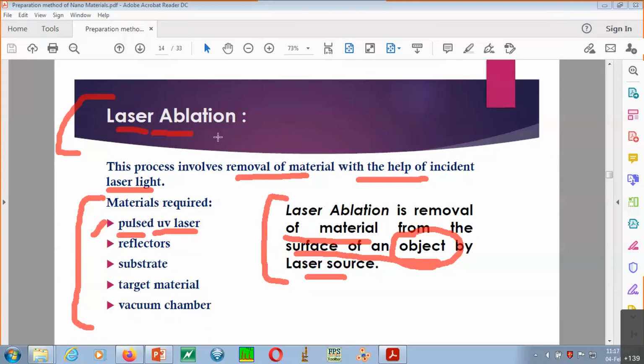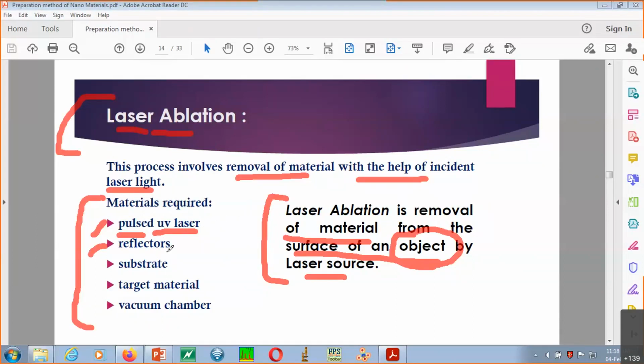In this case, you have to select a material that can sustain the energy from the pulsed UV laser. And of course these details you can find from the literature survey, because so many people have reported. You must have some idea about which kind of materials one can use for this laser ablation process. The second component is the reflectors. We'll discuss the role of each component in this process, but first I am listing the component names.